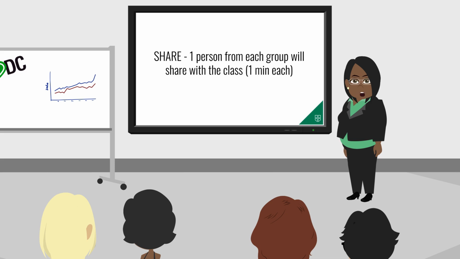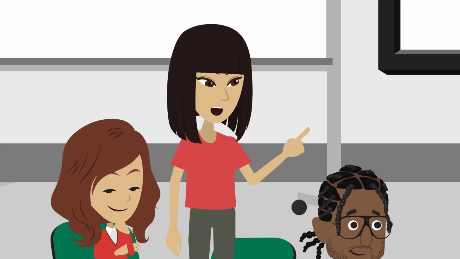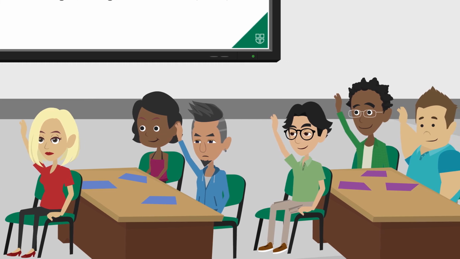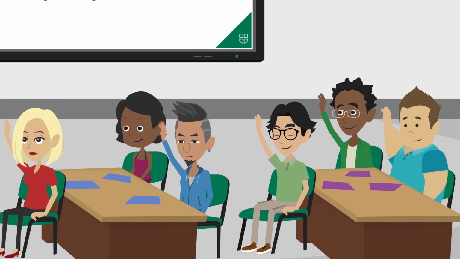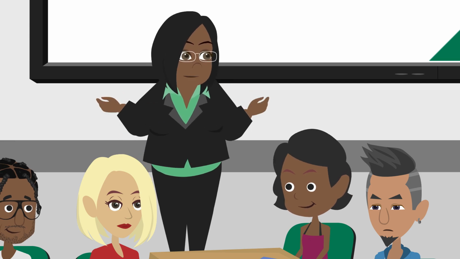Depending on the class size, ask one member from each pair to share, or gather thoughts from 2 to 3 groups. You can then poll the class to see whether others had similar or different answers. At this point, if relevant, share the correct solution.